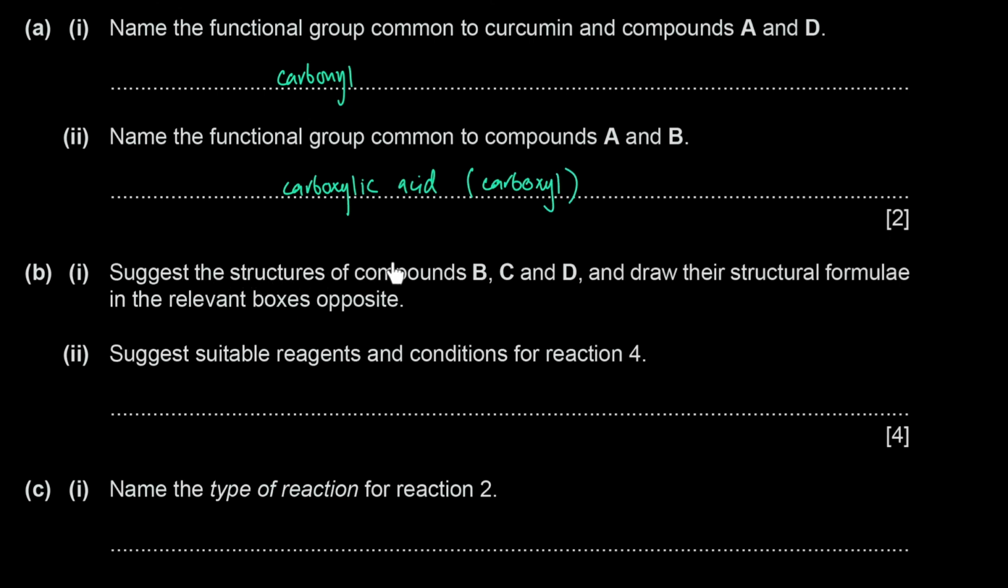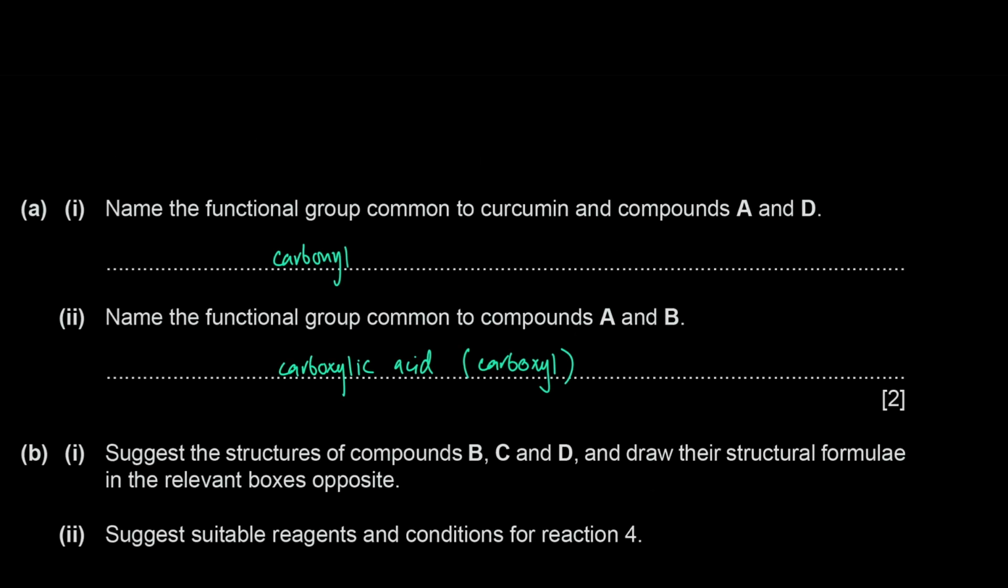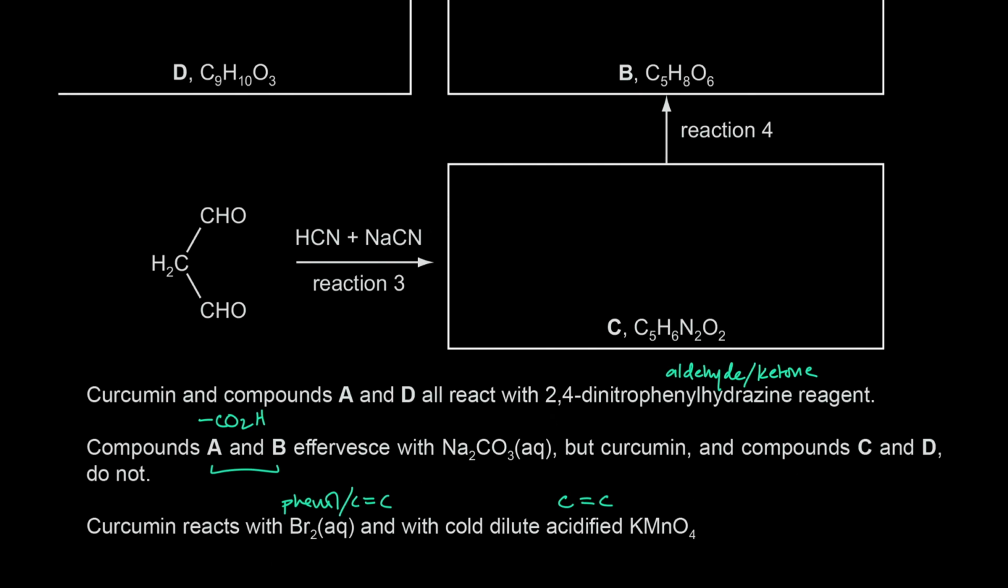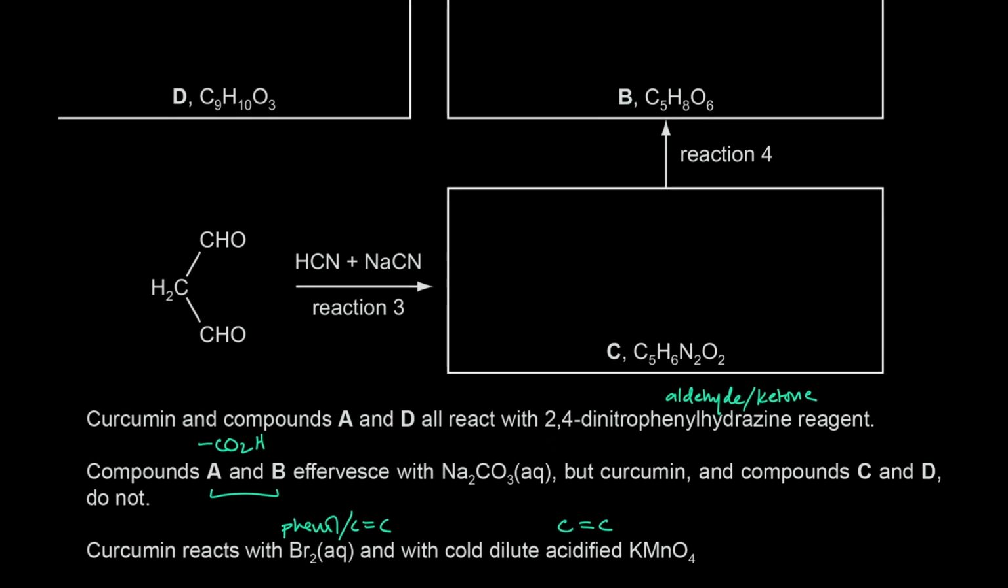Suggest the structures of compounds B, C, and D and draw their structural formulae in the relevant boxes opposite. Now we go back and we have to determine the structures of compounds B, C, and D. So we're going to start with compound C over here. Now compound C forms when this dialdehyde reacts with HCN and NaCN. Now what type of reaction is taking place here? Here we have nucleophilic addition taking place.